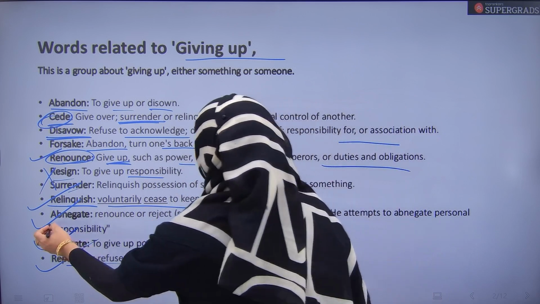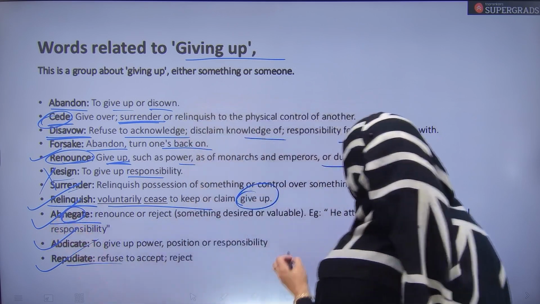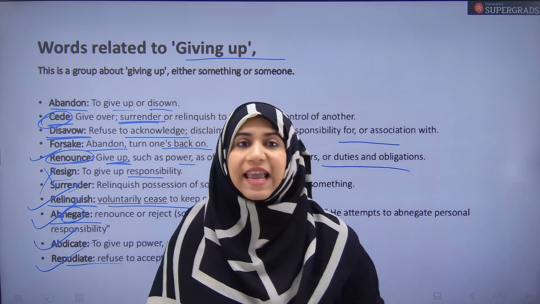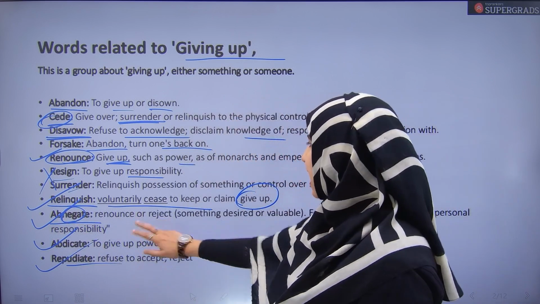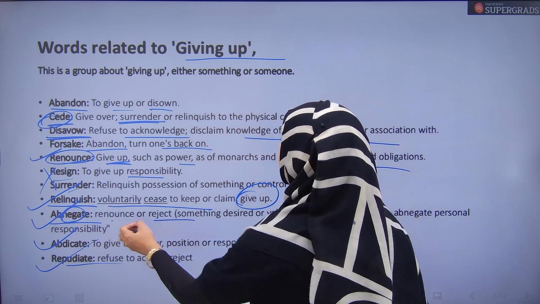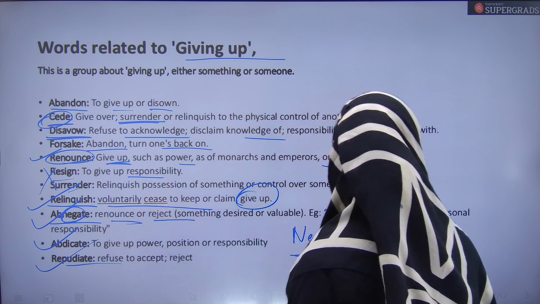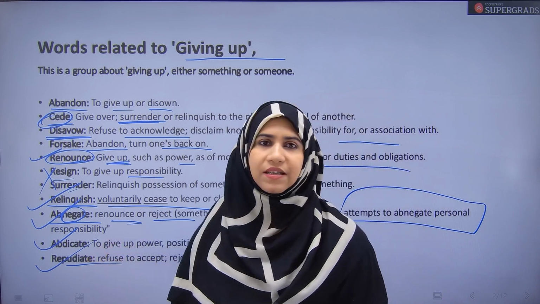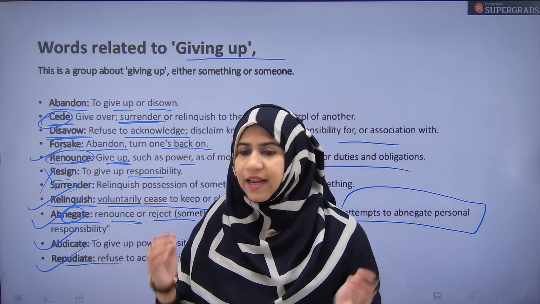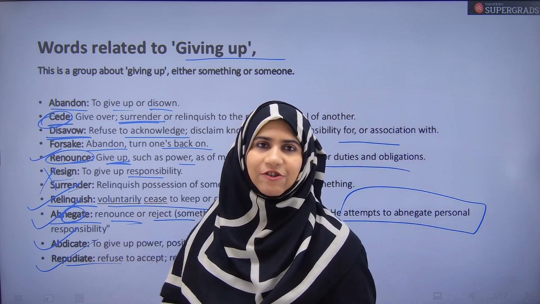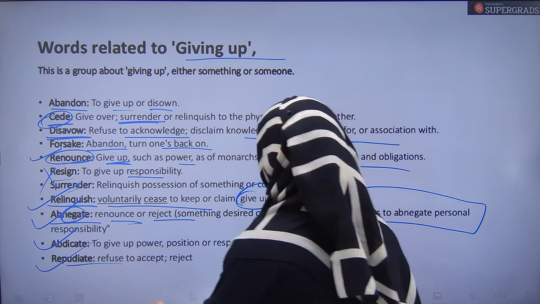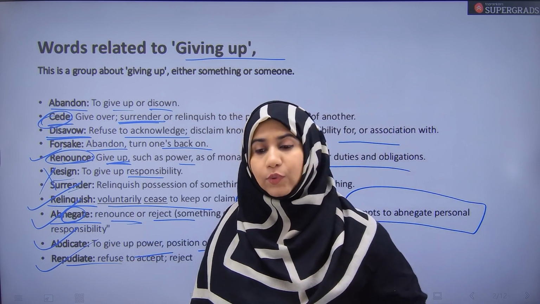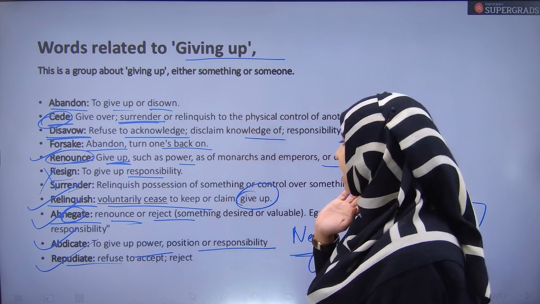Okay, abnegate, ये आप neg से याद रखोगे. Actually इसकी root ही neg है, negative, negate करना, ठीक है ना? तो abnegate when you reject something और you renounce something, when you give up something. For example, he attempts to abnegate personal responsibility, किसी चीज की जिम्मेदारी लेना ही नहीं है, abnegation, ठीक है? Abdicate, give up power, position or responsibility. Normally किसी position की बात होती है तो ज्यादा हम abdicate word को use करते हैं.